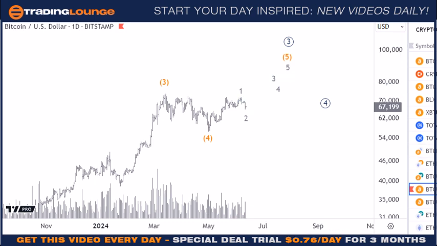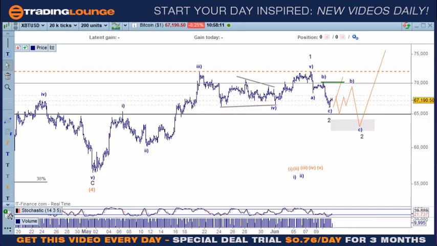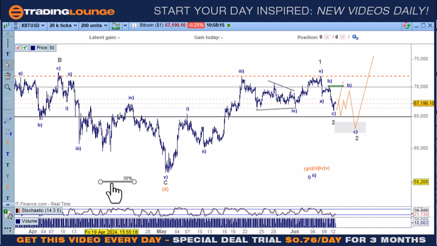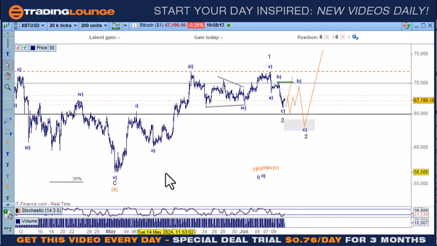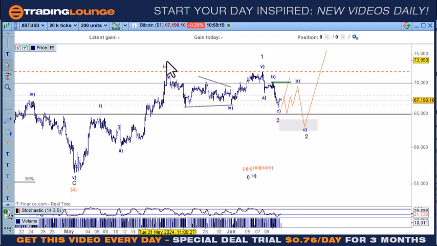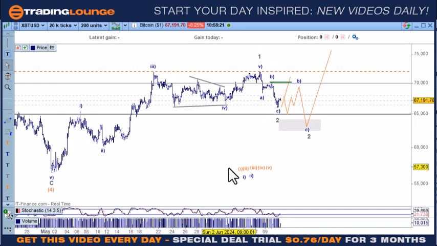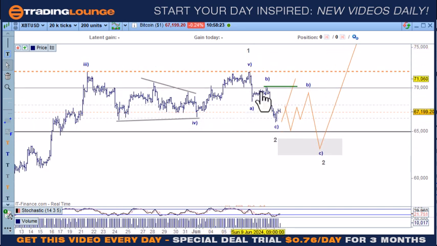I think I might just have a look at my Bitcoin chart here. From this wave 4 low here, this is just the intraday. We're looking at 1 and 2 and 3 and 4 and 5 up here, and then pulling back for wave 2. Now, what I need to talk about, there's two ways that this could unfold.